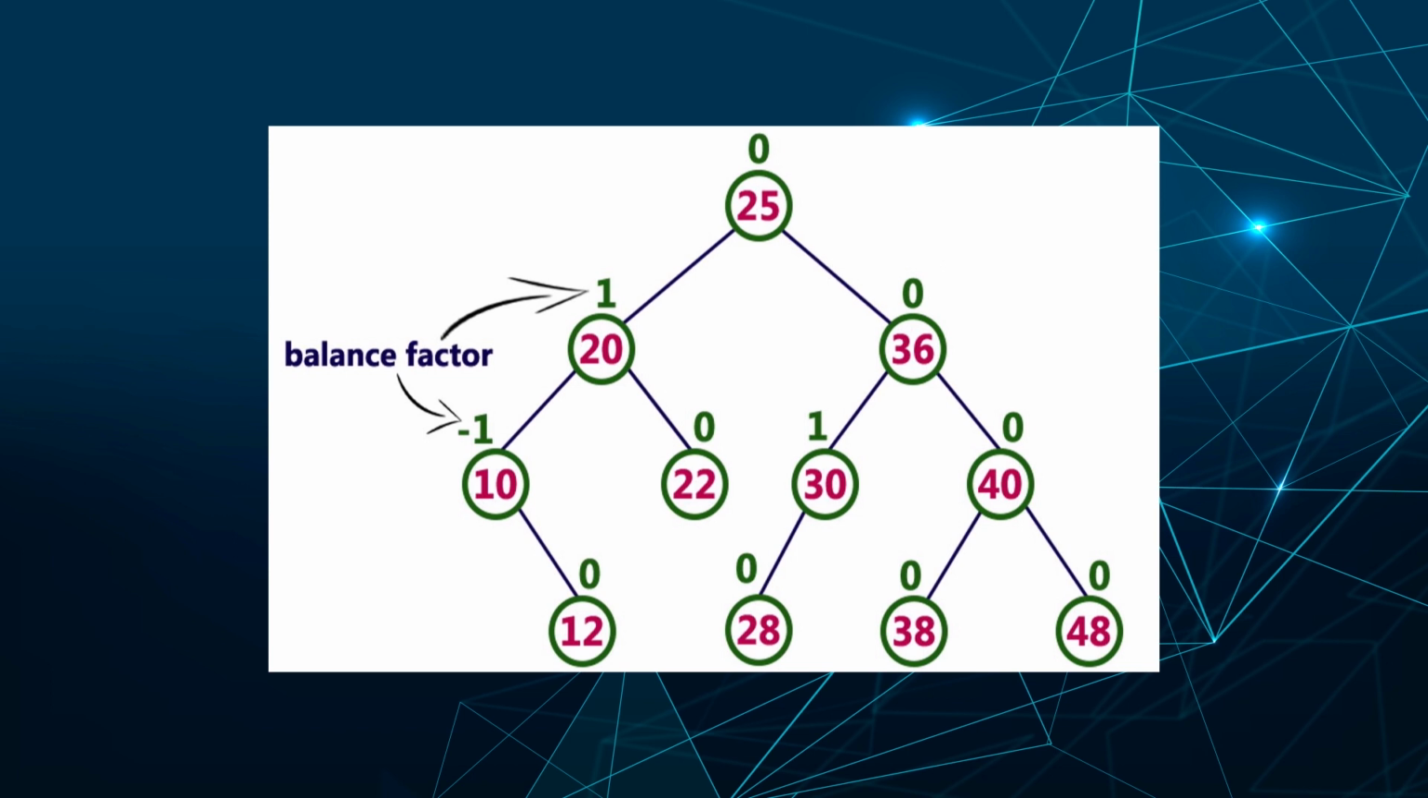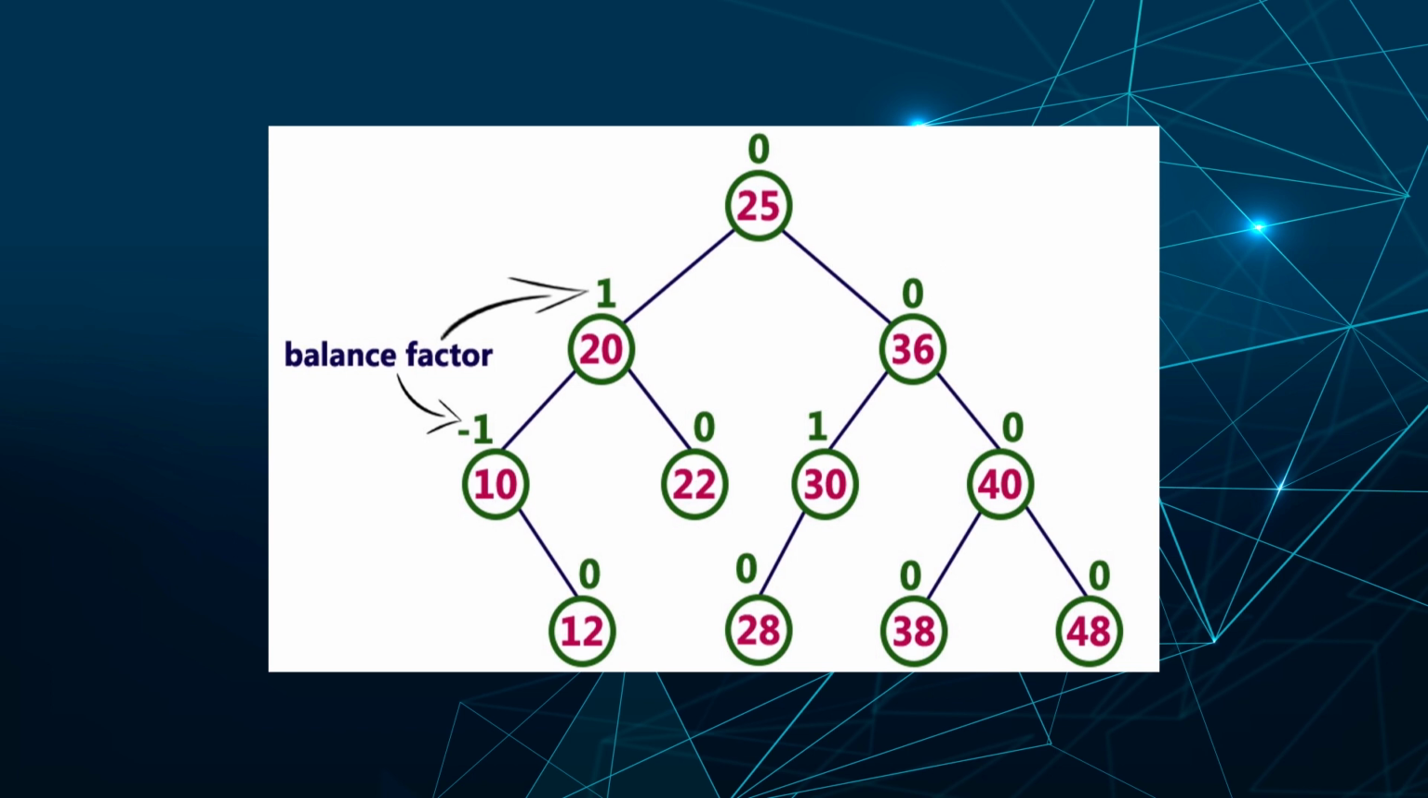Now, finally, we calculate the balancing factor of the root node of the tree, the parent of 20 and 36, which is 25. We calculate the height of the left child of 25 minus the height of the right child of 25. At the left-hand side, how many generations? The first generation is 20, the second generation is 10 and 22, both children of 20, and 12 is the last, third generation. That is why the height of the left-hand child of 25 is 3. First is 20, second is 10 and 22, then third is 12.